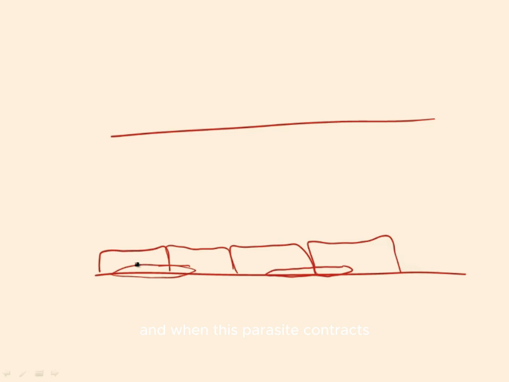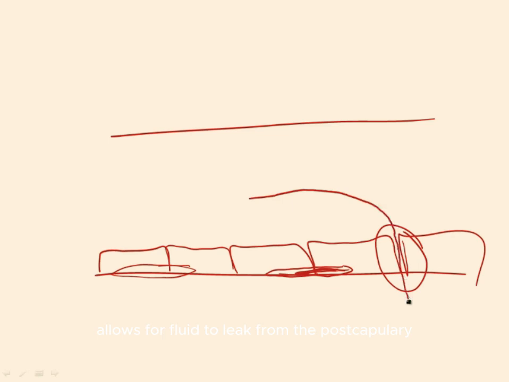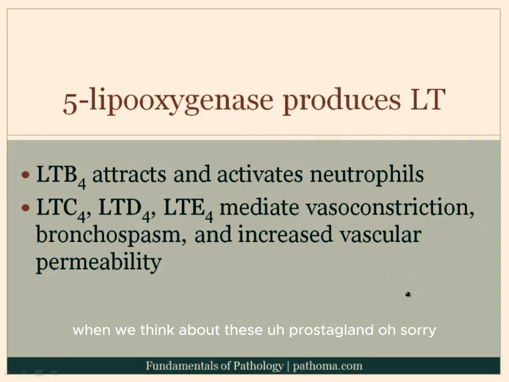And when this pericyte contracts, it will pull apart the endothelial cells, so let's pretend that these are two endothelial cells. When this contracts, it will open up the space between these two endothelial cells, and that opening of the space allows for fluid to leak from the postcapillary venule out into the tissue space.